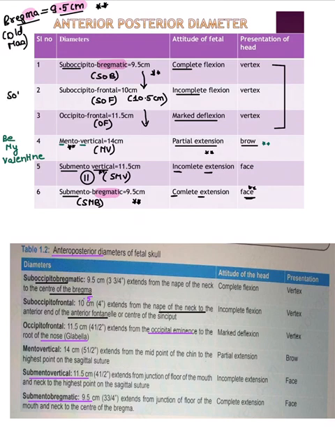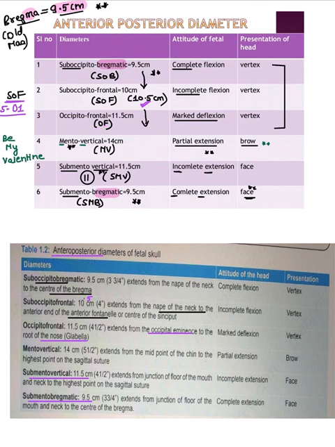Also see how you can remember suboccipitofrontal, guys. SOF. Make F take 1. O will be 10, S will be 0.5, that is 10.5, guys. Now coming on to the occipitofrontal, guys. OF is, guys, 11.5.